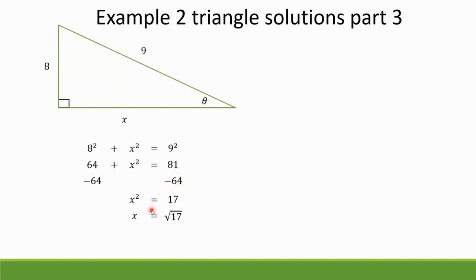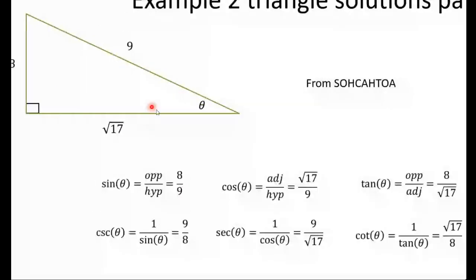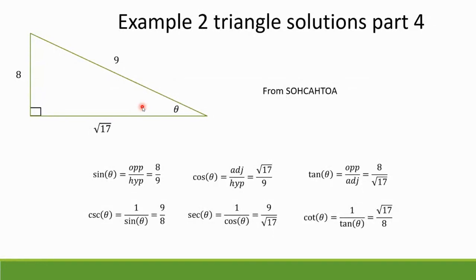X squared is 17. So what is x? We take the square root to get the square root of 17. Okay? So this tells us the unknown side is the square root of 17. And then we're home free, because now we can figure out all the other trig functions. We know what sine and cosecant are, right?